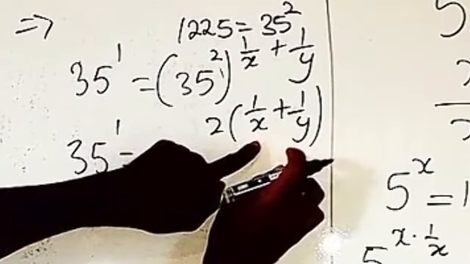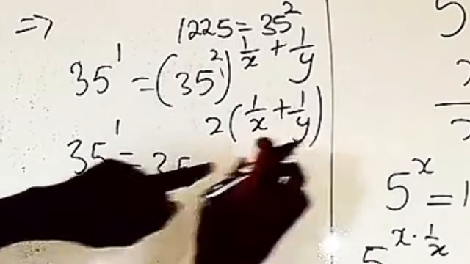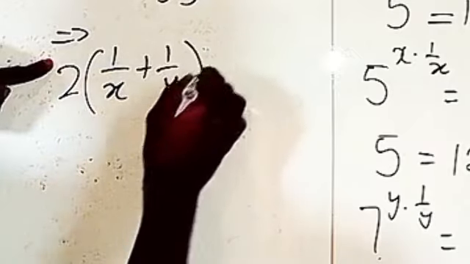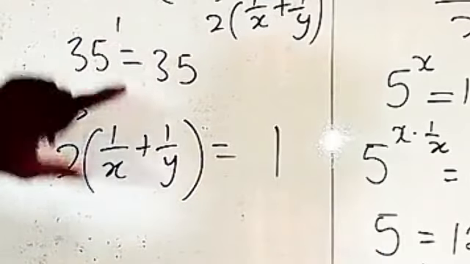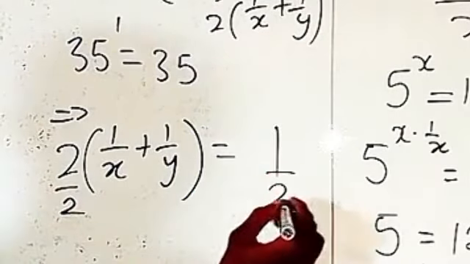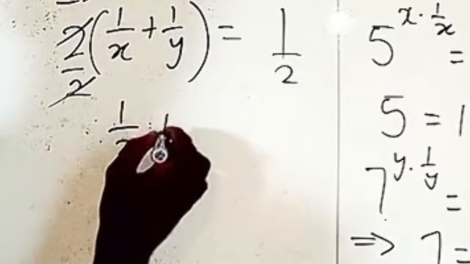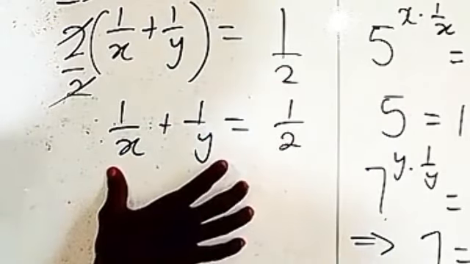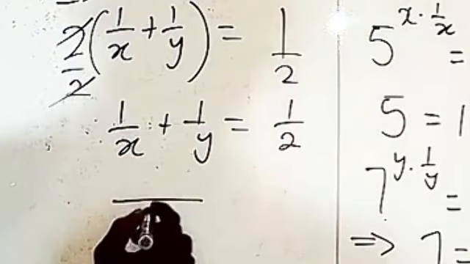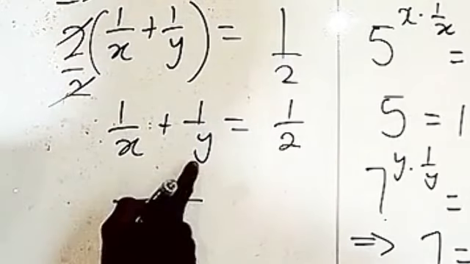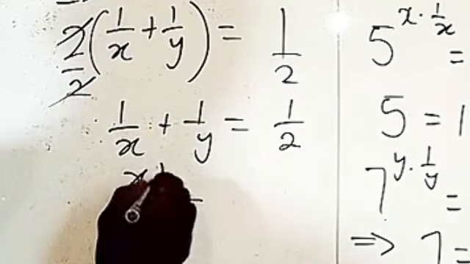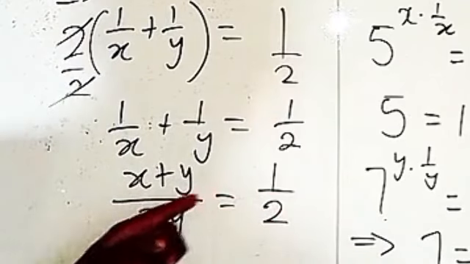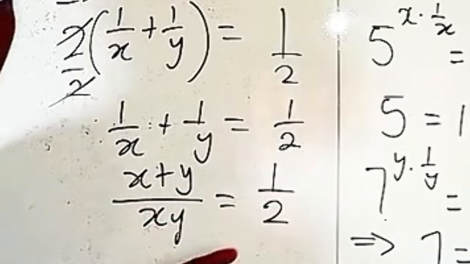Let me bring the variable part down here so it doesn't affect anything: 2 times the quantity 1 over x plus 1 over y equals 1. If you divide both sides by 2, we have 1 over x plus 1 over y equals 1 over 2. Now let's simplify this further to a single fraction. The LCM is xy: y times 1 gives y, x times 1 gives x, so we have x plus y over xy equals 1 over 2.